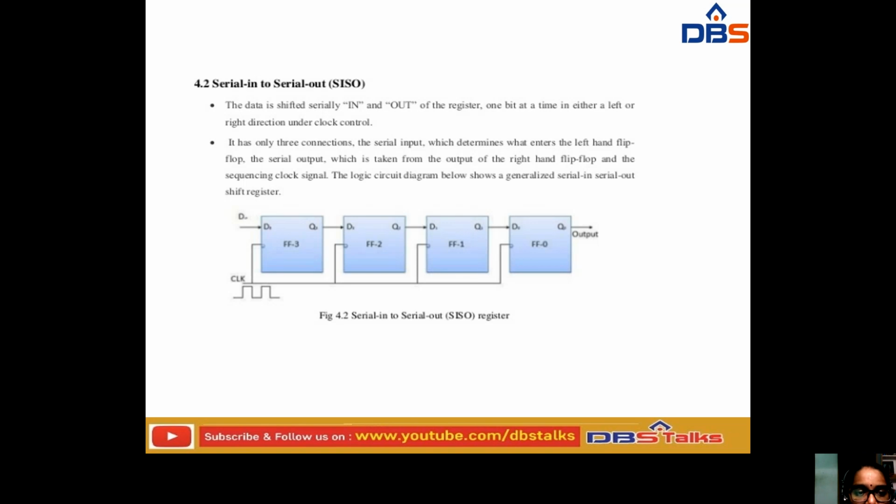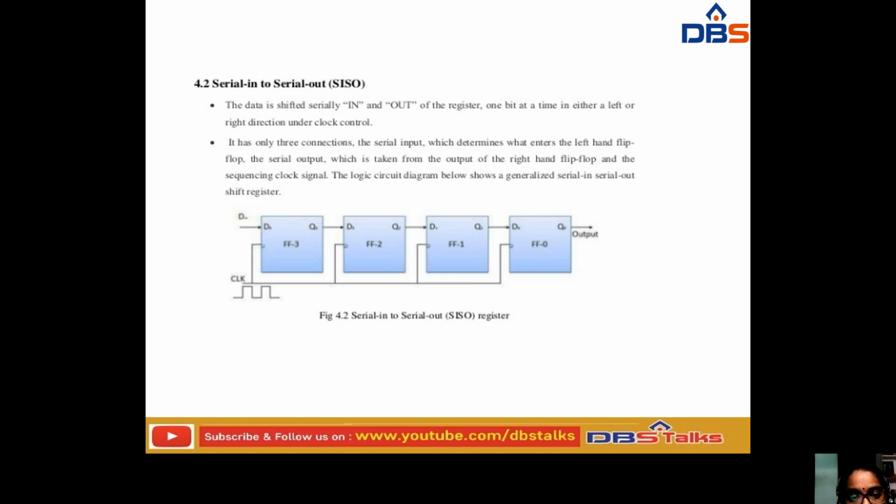If you have observed the serial in, serial out registers, here the data is shifted serially in and out of the register, one bit at a time, in either a left or right direction under clock control. It has only three connections: the serial input, which determines what enters the left hand flip flop; the serial output, which is taken from the output of the right hand flip flop; and the sequencing clock signal.